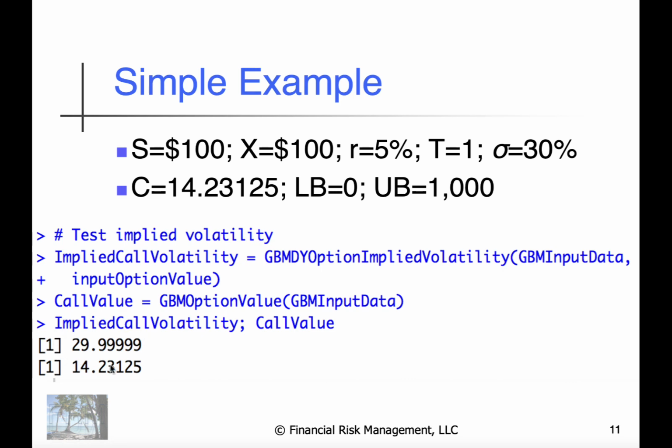And what the model kicks back out is 29.99999, which is close enough. And again, it's an iterative search routine, and therefore it quits once it gets to a close enough number. Once I calculate the implied volatility, I use that number in the input data to get the call price, and that gets me the input number back.